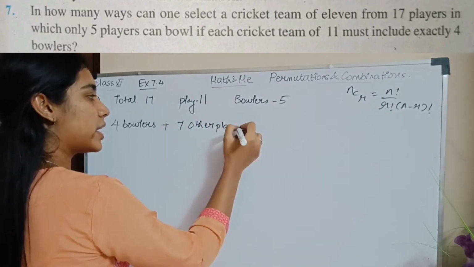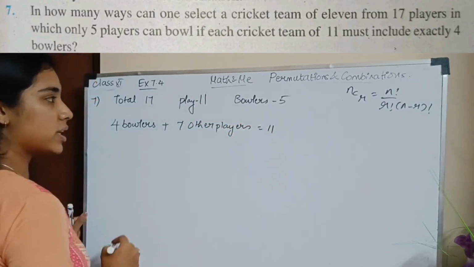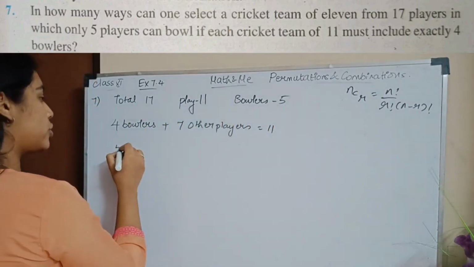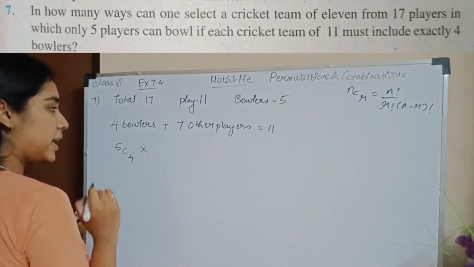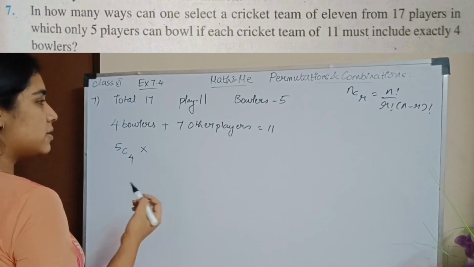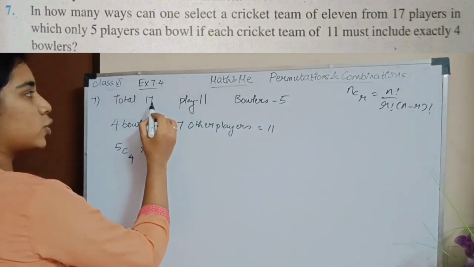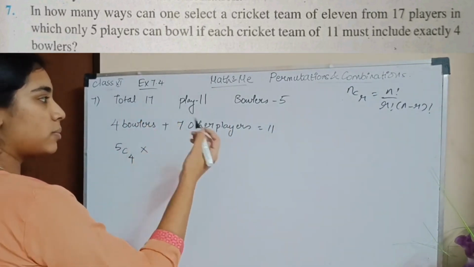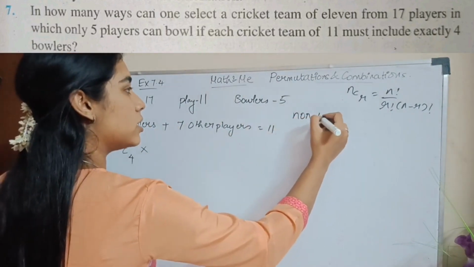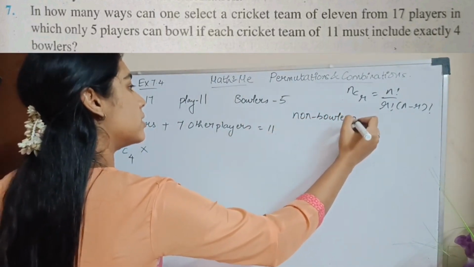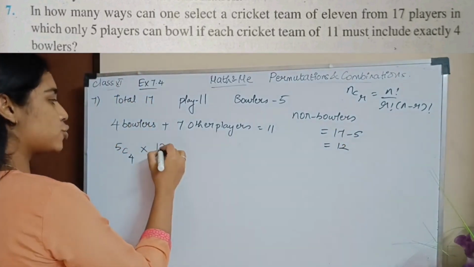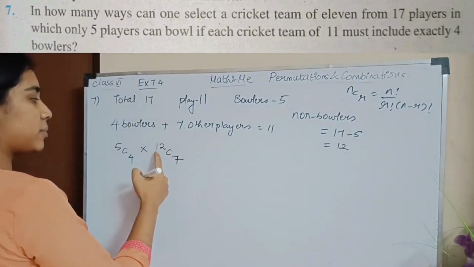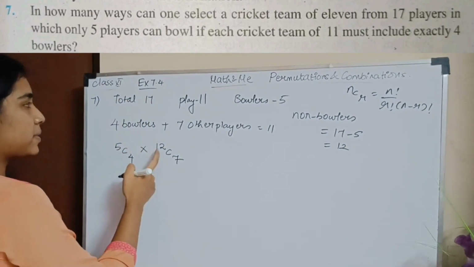So how can I choose? This is 11 in total. So I need 4 bowlers. I'm going to choose 4 bowlers from the 5 bowlers that I have, and I need to choose 7 more from the rest. 5 bowlers, total 17. So how many non-bowlers? Non-bowlers will be 17 minus 5, which is 12. So I need to choose the remaining 7 from the 12 that is remaining. 5 plus 12, 17.